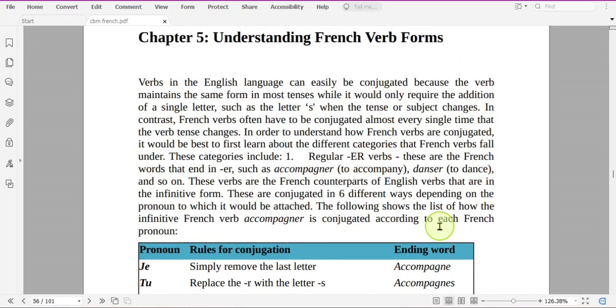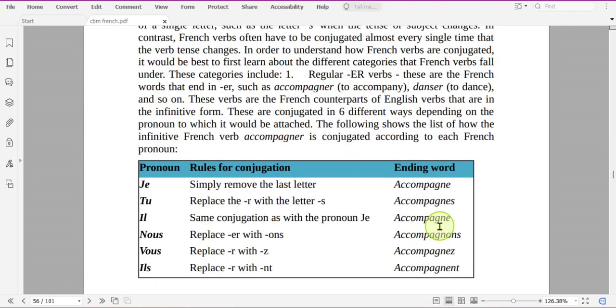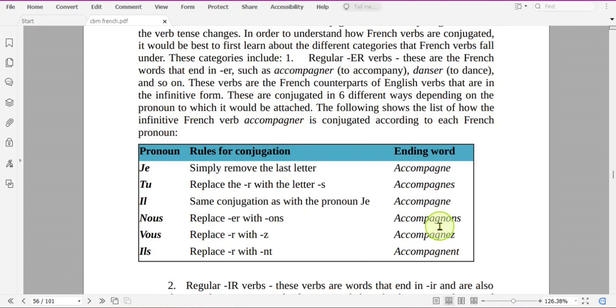15 seconds more or thereabouts. Yes, just read through. Understanding French verb forms, because you have to understand the verb forms. We have three kinds of verbs: the ER verbs, the IR verbs, and the RE verbs. It means we have verbs that end in ER, verbs that end in IR, and verbs that end in RE. 5 seconds more before we attack what's there in the table.